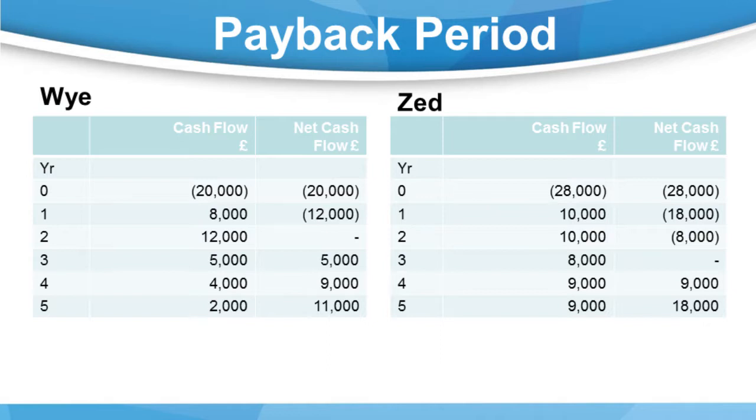Let's look more closely at Project Y. After 1 year, the cumulative or net cash flow is negative £12,000. This has been calculated as negative £20,000, the net cash flow for year 0, plus the £8,000 positive cash flow for year 1. After 2 years, the net cash flow is calculated as negative £12,000, the net cash flow for year 1, plus year 2's positive cash flow of £12,000, giving a cumulative cash flow at this point of 0. The payback period for Project Y is therefore exactly 2 years.